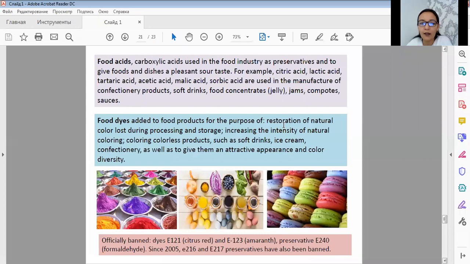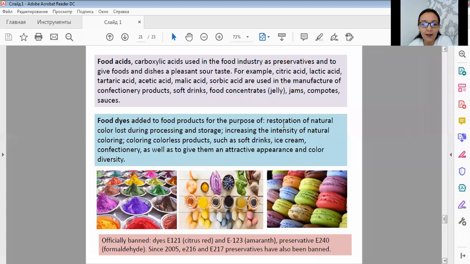Next among the additional raw materials are food acids and carboxylic acids. They are used in the food industry as preservatives and to give foods and dishes a pleasant sour taste. For example, stearic acid, lactic acid, tartaric acid, acetic acid, malic acid, sorbic acid, used in the manufacture of confectionery products, soft drinks, food concentrates, jams, compotes, and sauces.